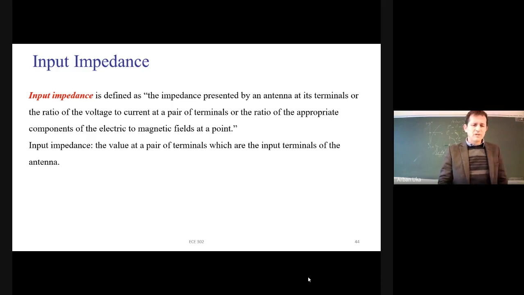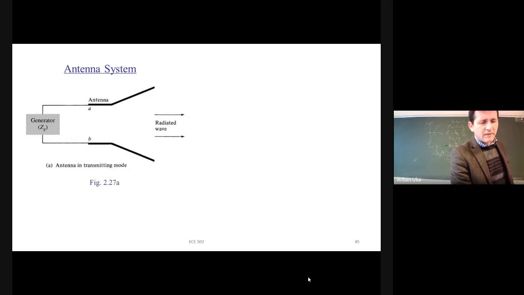Now, input impedance is defined as the impedance presented by the antenna at its terminals, or the ratio of the voltage to current at a pair of terminals, or the ratio of the appropriate components of the electric to magnetic fields at a point. Input impedance is the value at a pair of terminals, which are the input terminals of the antenna. Impedance is measured in ohms, the units of resistance. This is why we say that it is a ratio of voltage to current. So this will be the input impedance.